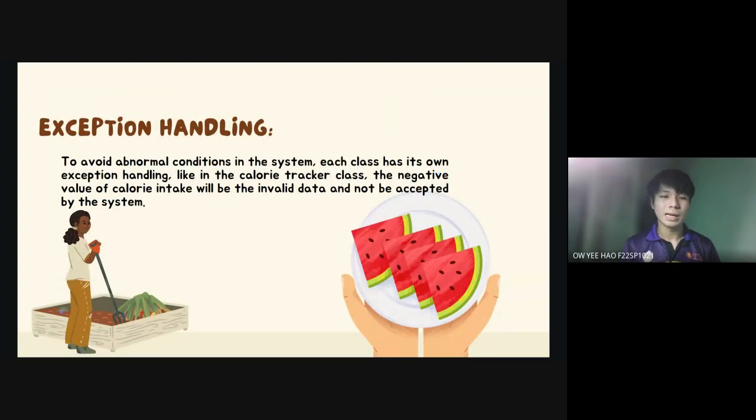The last one is exception handling. To avoid abnormal conditions in the system, each class has its own exception handling. Like in the calorie tracker class, a negative value of calorie intake will be invalid data and will not be accepted by the system.